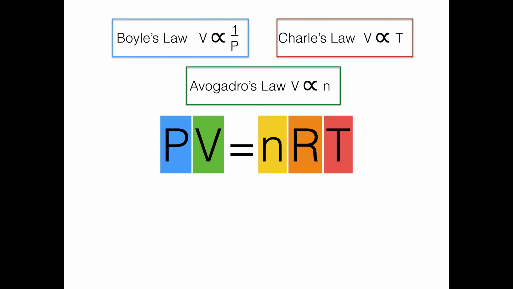If you remember, Avogadro was responsible for discovering moles, the concept of moles, so you know that the n will be involved. With Boyle's Law, volume is inversely proportional to the pressure, and with Charles' Law there's a direct proportionality of volume to temperature. So let's go ahead and dive in so you can see this at work.